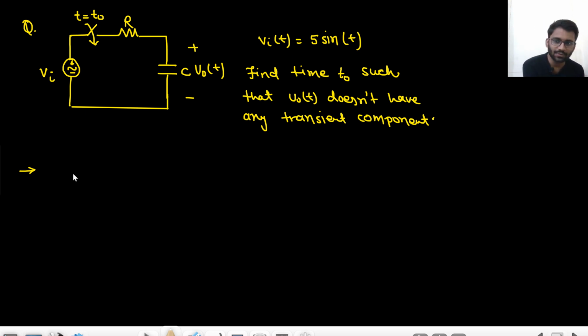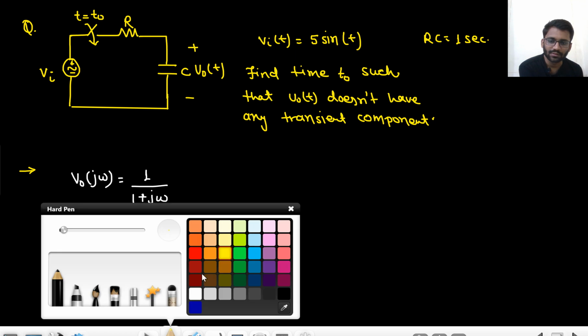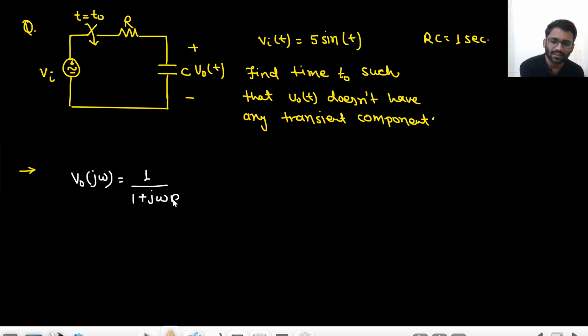So what will be my steady state response? What will be my V of j omega? V of j omega will simply be 1 upon 1 plus j omega RC. RC value should have been given, again I forgot to write. RC is 1 second. This is what it will see. Now omega naught is 1 and RC is 1 second, right?